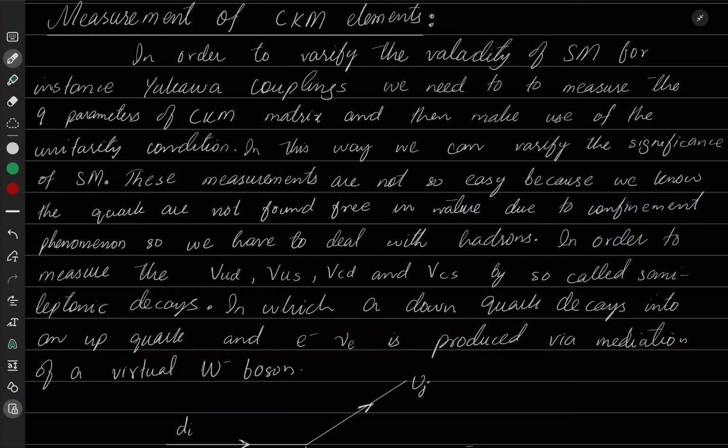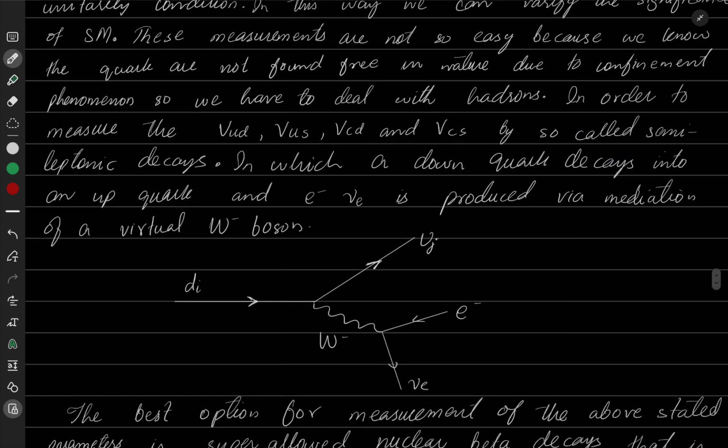Now, the fact that we are dealing with quarks, and quarks are not found in nature as free particles due to the phenomenon of confinement. So we don't find them as free particles, we find them in hadrons. So it is very difficult to measure these parameters. For the moment, let's look for the coupling for V_ud, V_us, I mean for the two families, and let's look through the semi-leptonic decay and see where things are going.